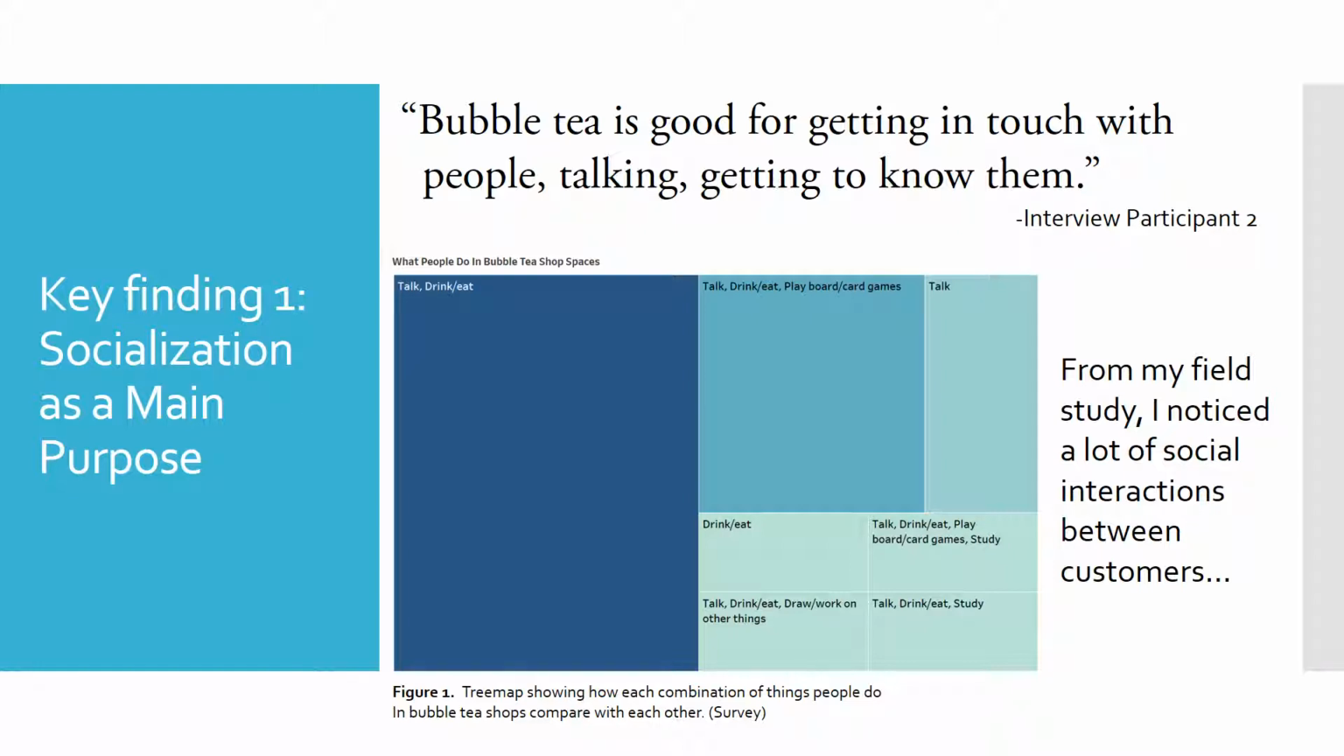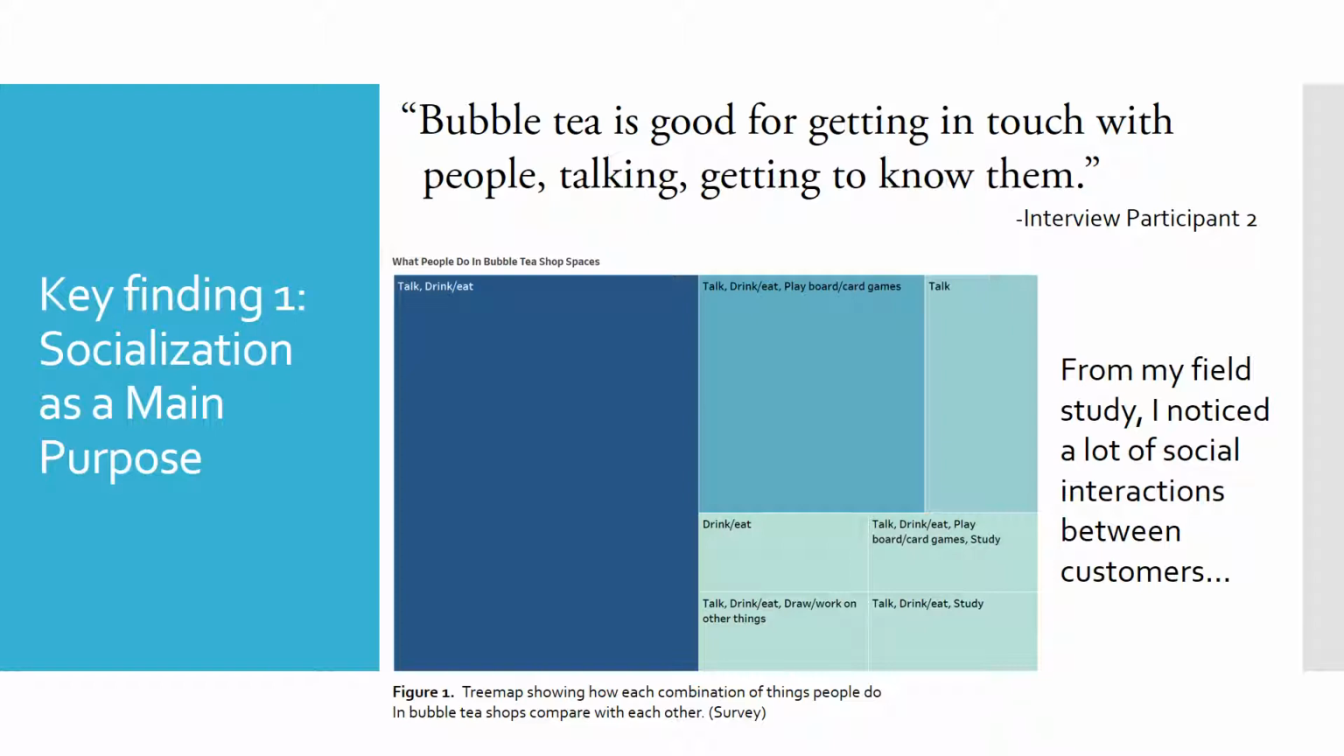My first key finding was the most salient theme that I discovered throughout all 3 of my research methods. First, in my field study, I saw and heard many customers talking to the others that they came with, bodies leaning and facing each other, and other body language that indicates that they are socializing. I also observed some groups of customers playing cards or Jenga and what could be assumed as hanging out.